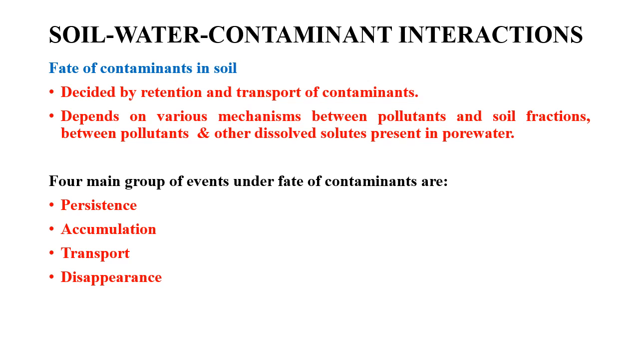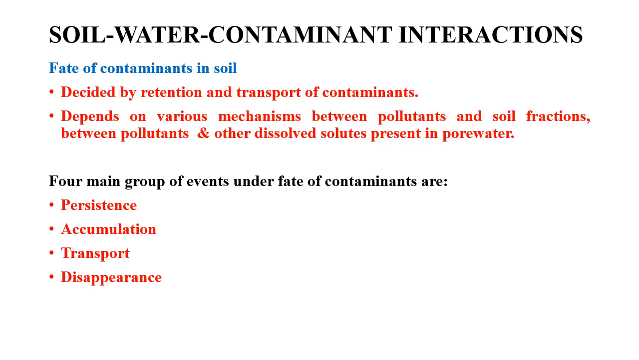The next event that can take place once a contaminant is released into your environment is transport of contaminants. That is, the contaminants will continue to move along with the pore water through your soil substrate, that is your environment. During the transport of the contaminants, various mechanisms can take place, like advection, diffusion and dispersion. These are some of the mechanisms that can take place throughout the transport process of the contaminants through the substrate. Then the fourth event that can take place is disappearance.